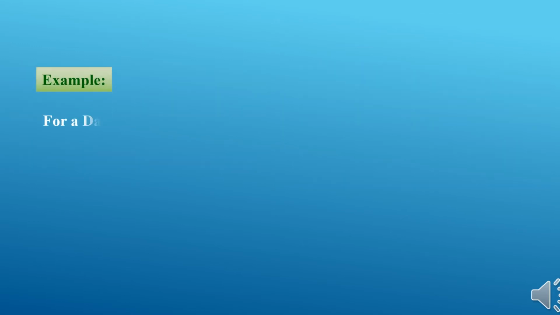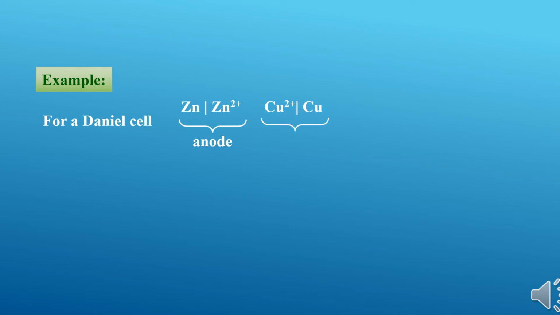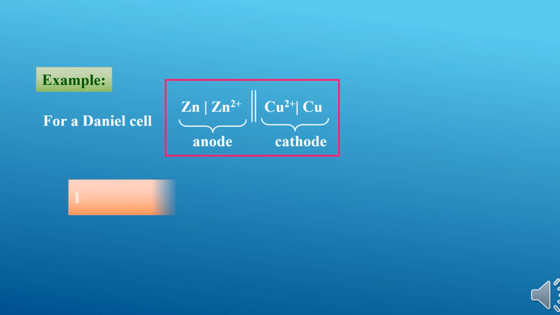For a Daniell cell, we write the cell reaction as Zn | Zn2+, which is the oxidation taking place at the anode, written on the left side. On the right side we write the reduction taking place at the cathode, Cu2+ undergoes reduction into Cu, and we write the salt bridge also. This is the cell representation of the Daniell cell.